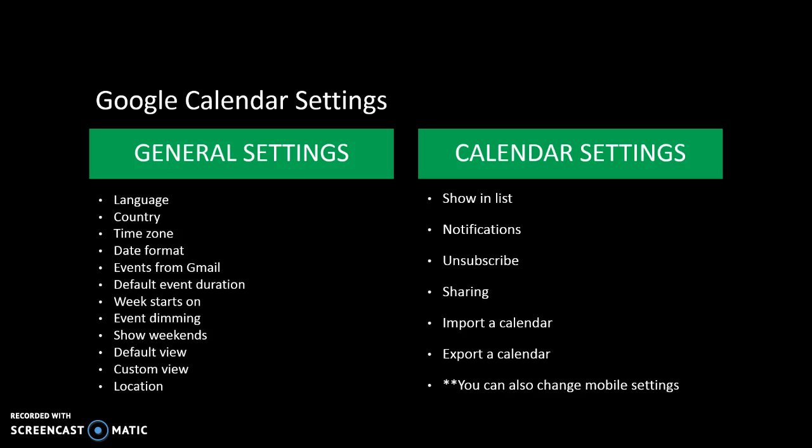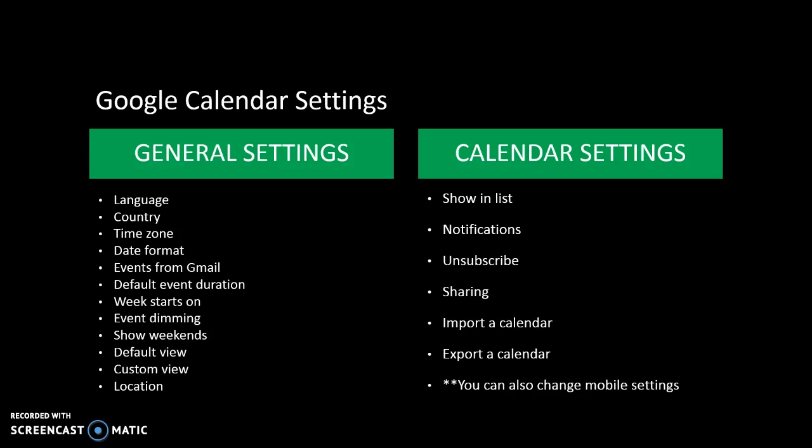Okay, for Google Calendar settings, there's different types of settings that you can go into in there. Under General Settings, you can change the language, country, time zone, the date format, events from Gmail, the default event duration, so how long it lasts, what day your week starts on, event dimming, so once an event is over or during the event, that will show as dim in your calendar. If you want it to show weekends on your calendar, and then you can also customize the view and show locations where events are happening.